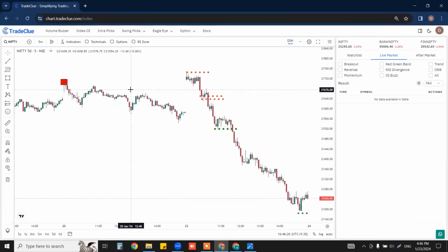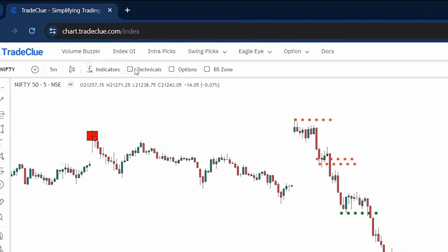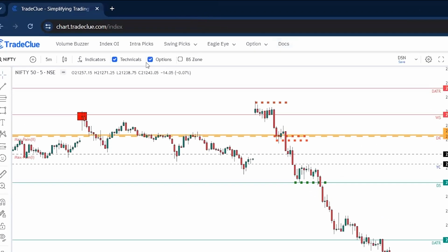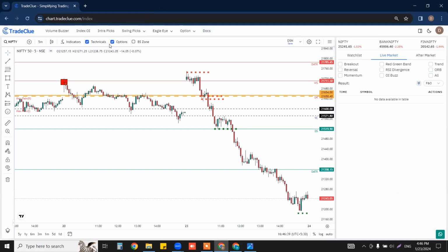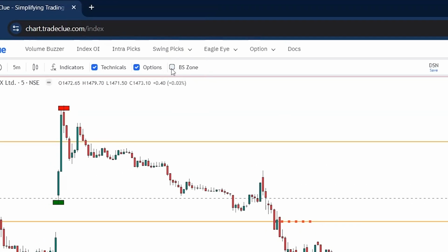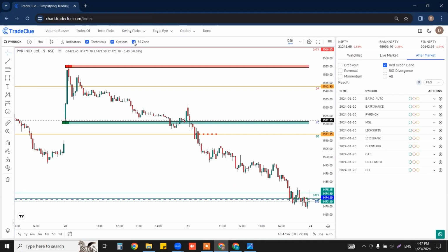Here, as you can see, I have logged into my TradeClue ID. The most unique feature of TradeClue is its levels. To enable the important support and resistance levels, tick the two checkboxes, technicals and options. Here you can see the levels have been plotted on your TradeClue ID. The third checkbox, BS zone, is important for your stock analytics purpose.